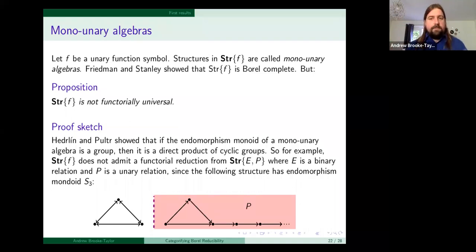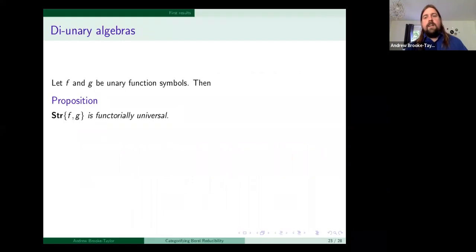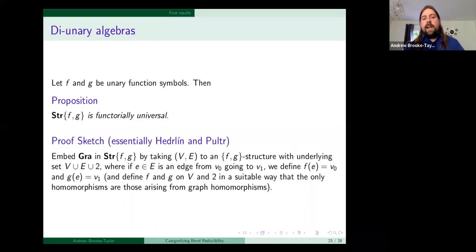But even so, it's kind of nice that we can go one step further and we do get something that is actually functorially universal. So if you've got two unary function symbols, then that is functorially universal. And how do you do that? Well, the idea is, we want to embed the category of graphs into the category of di-unary algebras.